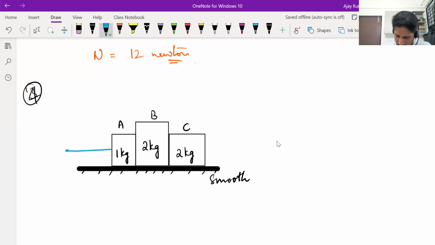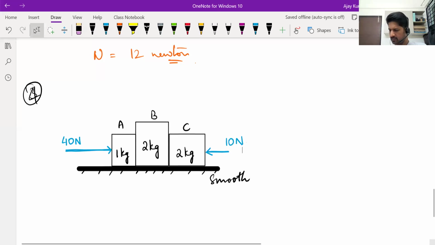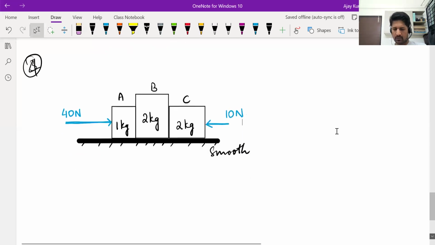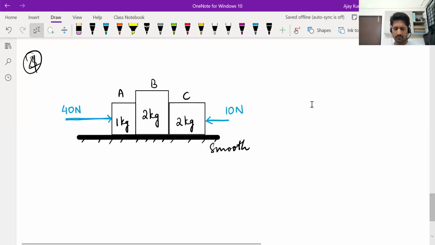We apply a force of 40 Newton from this side and a force of 10 Newton from the other side. Okay, slightly complicated situation, more blocks, more number of forces, but I think you will be able to do it. One of you tell me, based on your visualization, what is going to happen to this system of 3 blocks? Will they move together or will they separate?